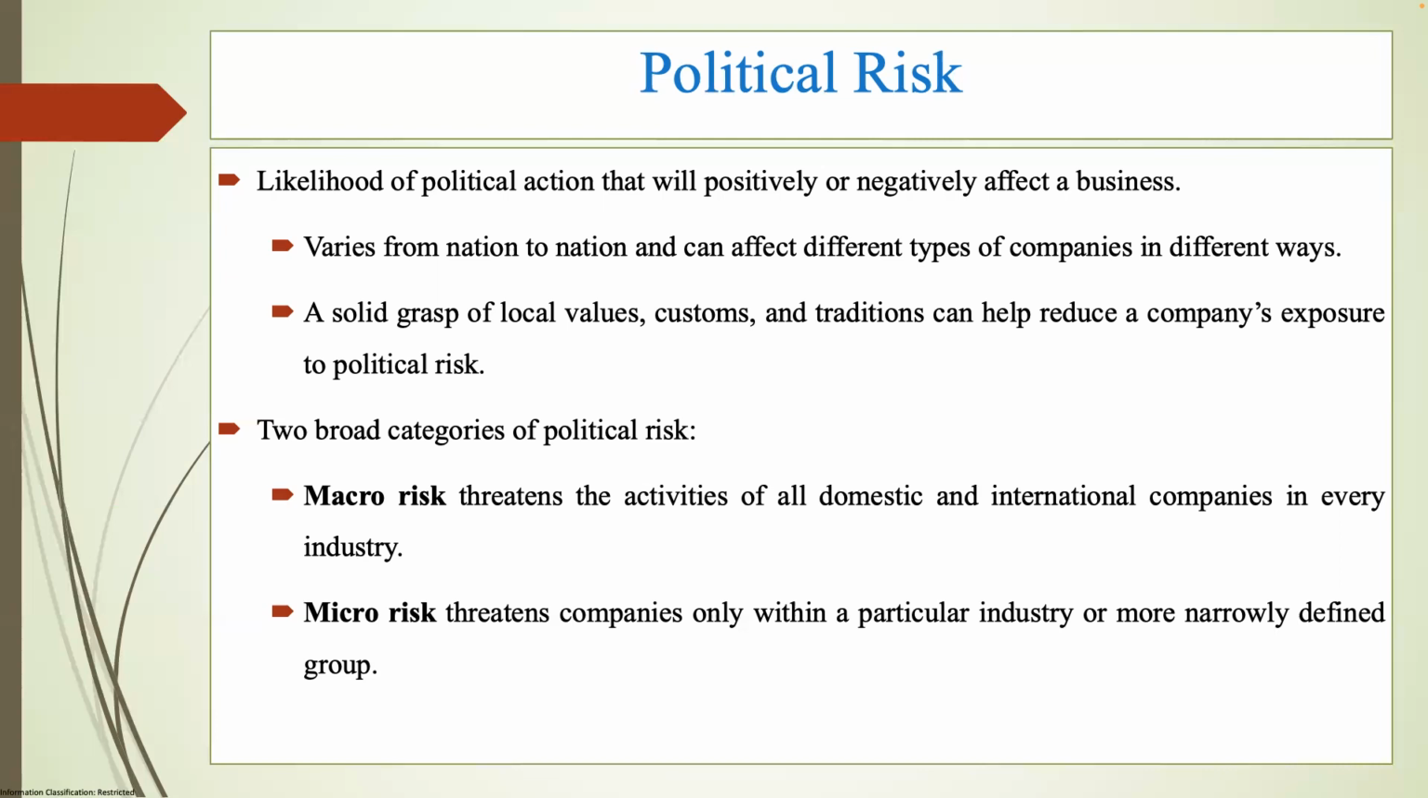The likelihood of political actions that will positively or negatively affect businesses varies from nation to nation and can affect different types of companies in different ways. A solid grasp of local values, customs, and traditions can help reduce companies' exposure to political risk. There are two broad categories of political risk: macro risk and micro risk. Macro risk threatens the activity of all domestic and international companies in every industry, and micro risk threatens companies only within a particular industry or more narrowly defined groups.